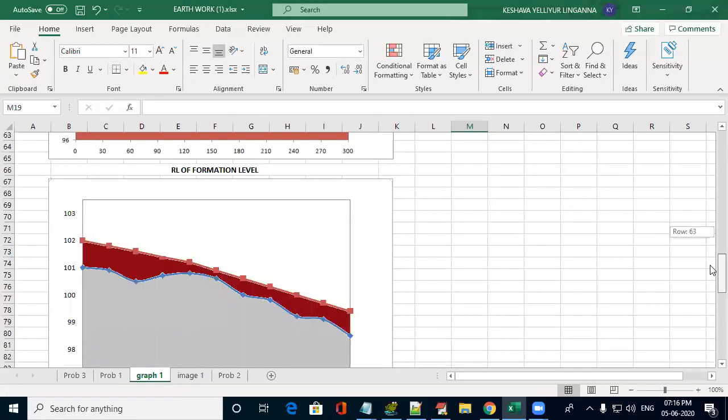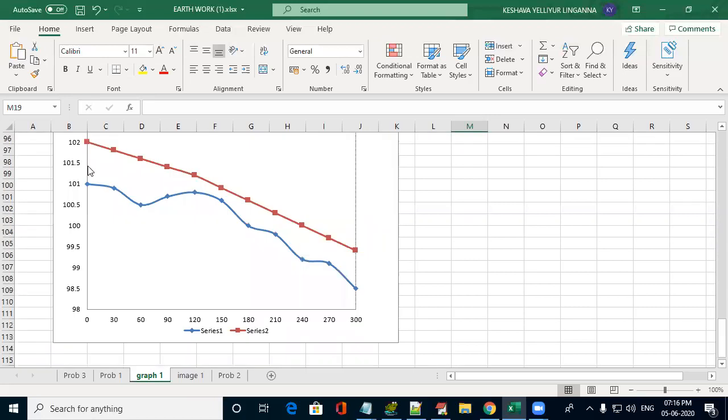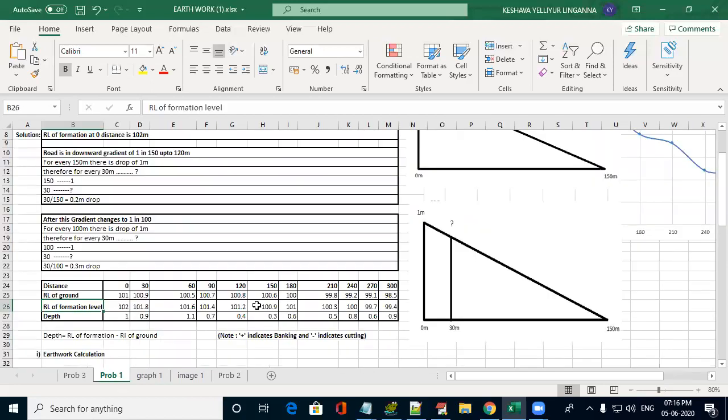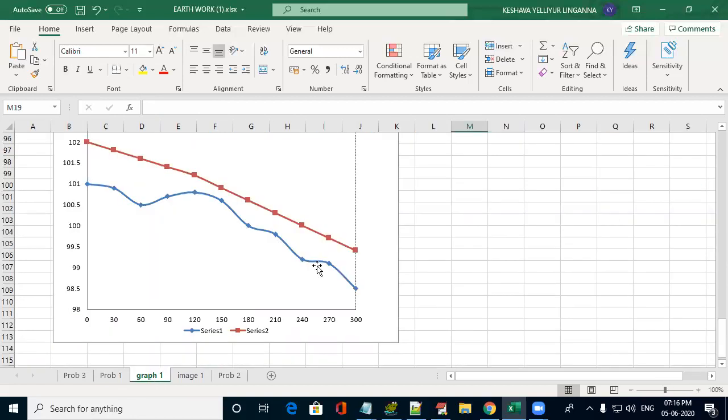I have plotted simple graphs also here. See, this is the natural ground profile we have. This is the formation level. I have just plotted the graph for the values which I got here. See, this is the actual ground level. This is the formation level. This area has to be filled. This quantity you have to work out.